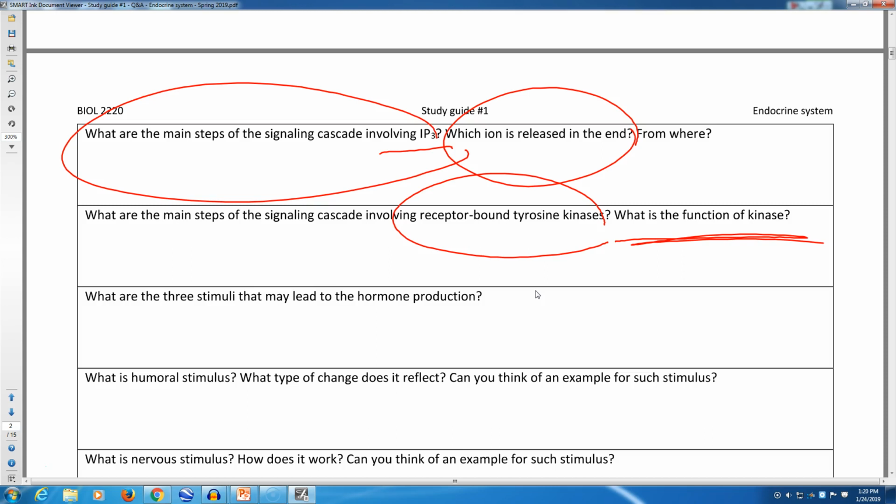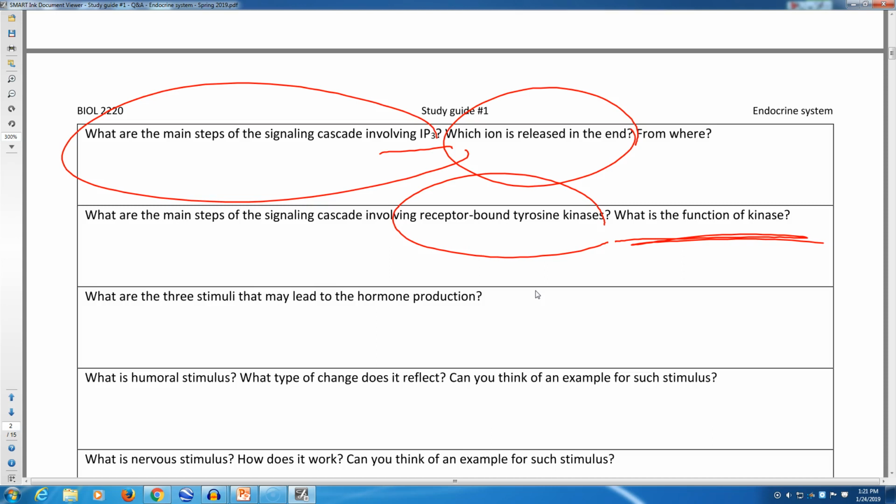Okay, we good? Three stimuli: humoral, nervous, hormonal. There will be a question. I give you examples, and you tell me which of the following is humoral stimulus, which is nervous. Does that make sense? You read the description, like insulin in response to glucose. That's your humoral. Got it? We all clear?